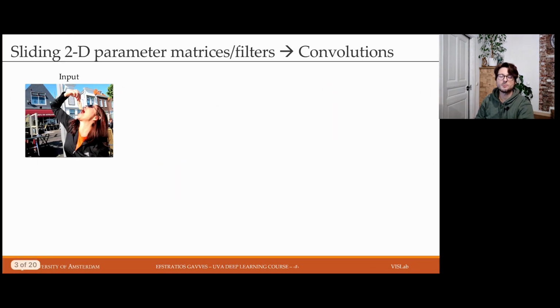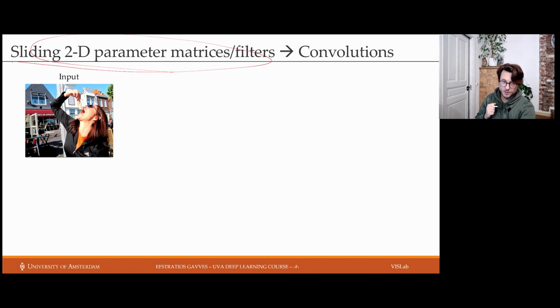So in the previous sub-lecture we saw what makes images so special, and that in order to encode the signal that is inside images, we have to transform also our parameters. We have to enter some sort of inductive bias to make sure that the special nature of the signal is encoded. So for this, we have convolutions. And convolutions are basically very similar to sliding 2D parameter matrices or filters.